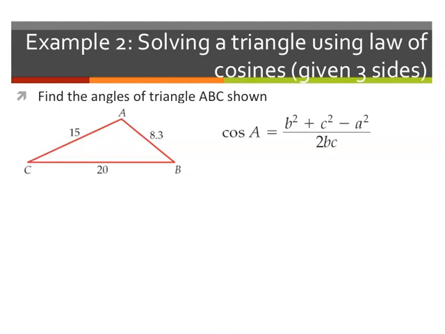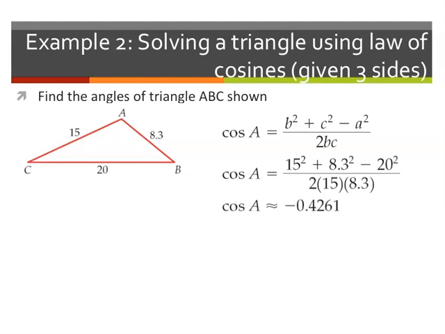So this is 15 squared plus 8.3 squared minus 20 squared all over 2 times 15 times 8.3. Again, just like in the last example, make sure you put the numerator all in parentheses, divided by the denominator all in parentheses. If you want to do it separately, find the numerator, write that down. Find the denominator, write that down. That's fine too. Cosine of A should come out to be about negative 0.4261. Use the inverse cosine to find angle A, and that comes out to be about 115.2 degrees.